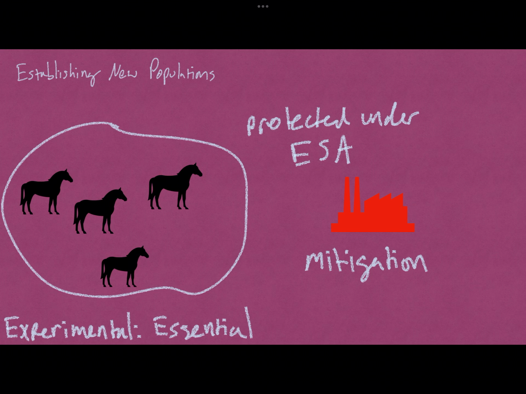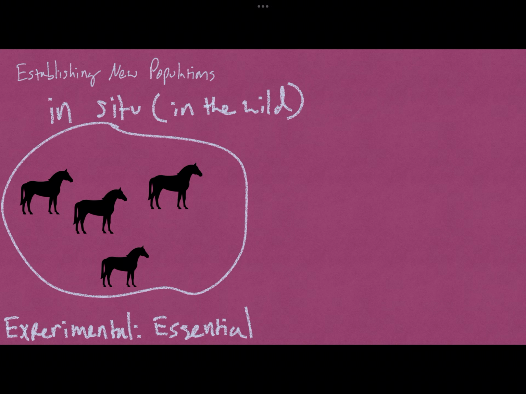In the event that it's an experimental essential introduction, then it receives full protection under the ESA, which means that any development that occurs in or around this population has to occur with mitigation. Mitigation means that that development has to occur with minimum disruption to the current habitat, or suitable habitat has to be created elsewhere. Everything we've talked about so far is what we call in situ conservation. That is, we're trying to save species that are endangered, but we're still doing it in the wild.